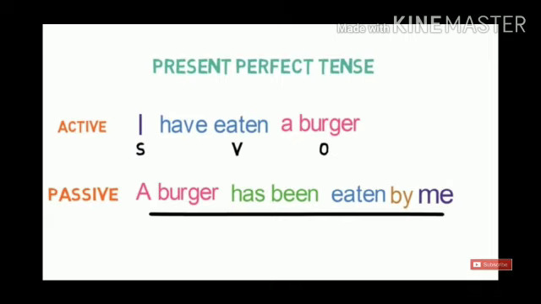And using the helping verb has, it has to become has been. And lastly, we need to add the preposition by before the subject. Now, the passive sentence is: a burger has been eaten by me. So a burger is the subject. Has been eaten is the perfect tense. And eaten is the past participle. By is the preposition. And me is the object.